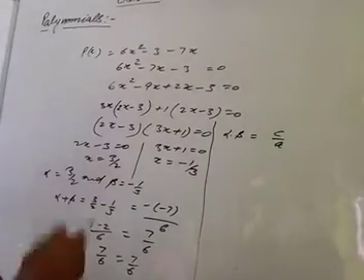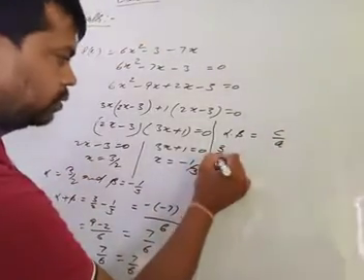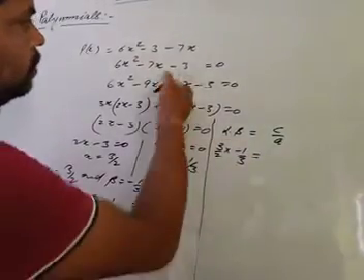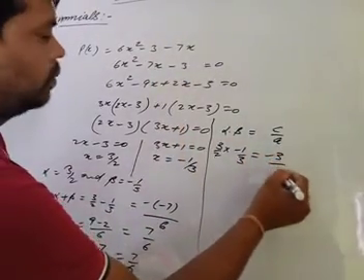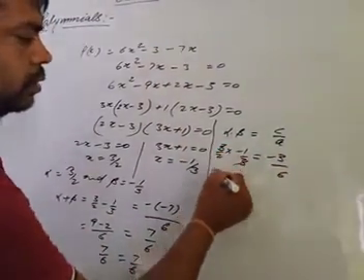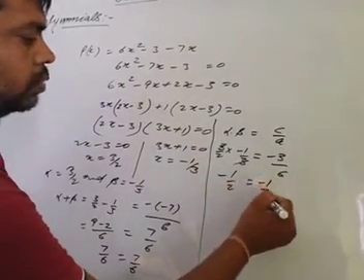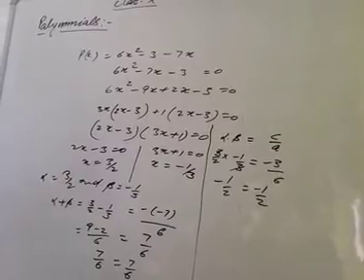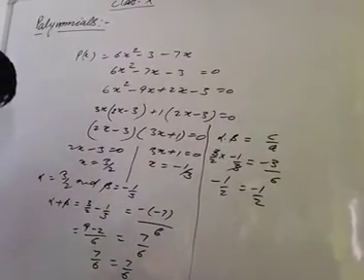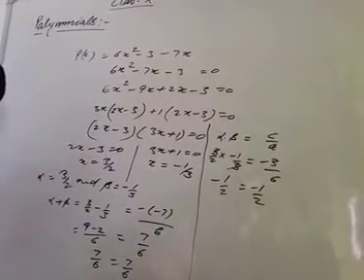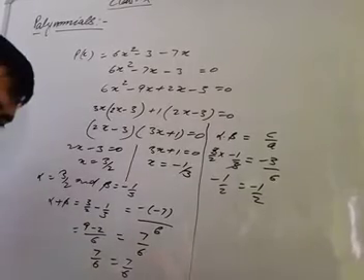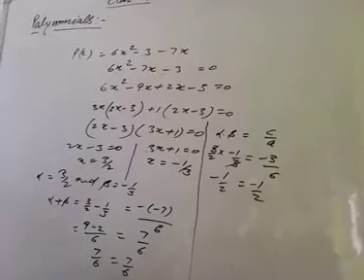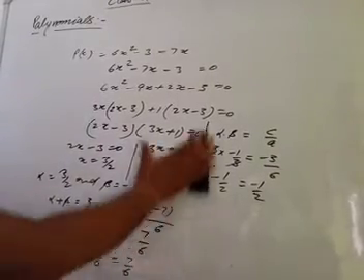Here alpha is 3 upon 2 and beta is minus 1 upon 3. c upon a is minus 3 upon 6. 3 cancels down, it's minus 1 upon 2, and it's also minus 1 upon 2. So here the product of zeros is also verified. In this way you will verify the relationship between the sum and product of the zeros of the polynomials.